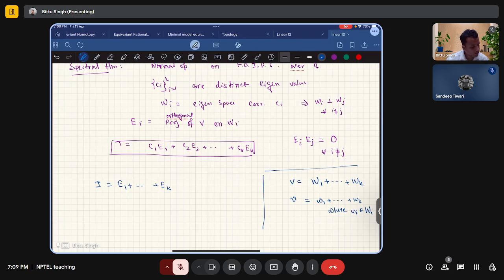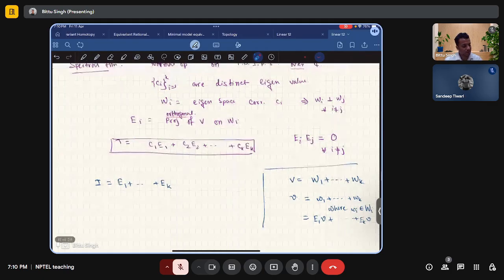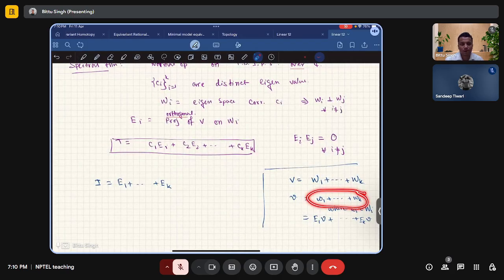But what is w1? W1 belongs to the first space W1, so this is actually the orthogonal projection E1 of V. Similarly, wk is the orthogonal projection of V on Wk. And this representation is unique, because those W1, W2 are perpendicular to each other, so you may not have a different representation.